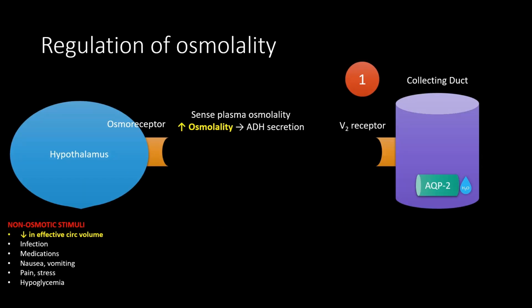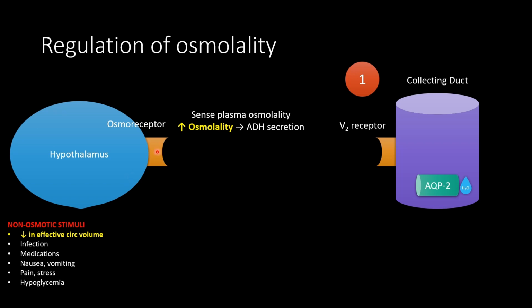So how is the osmolality regulated? The osmolality regulation mainly happens by the osmoreceptor present in the hypothalamus. This is an osmoreceptor. The osmoreceptor mainly gets stimulated by two stimuli. So you need to remember those two stimuli. The main stimulus is increased osmolality, and the second stimulus is decrease in effective vascular volume or effective circulating volume. So whenever there is increased osmolality in the plasma, or whenever there is a decrease in effective circulating volume, the osmoreceptor will get stimulated.